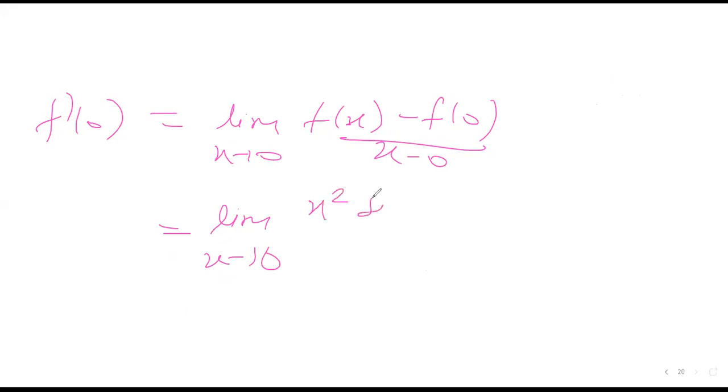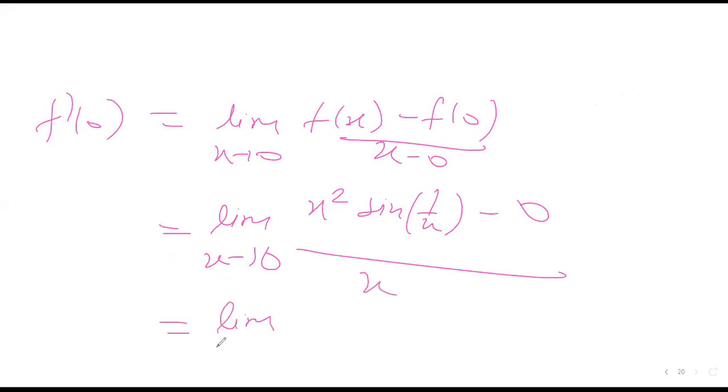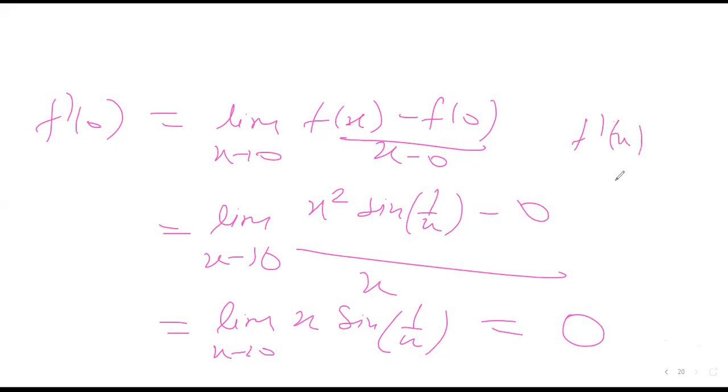This will be limit x tends to 0 of (x square sine of 1 by x minus 0) upon x, which is equal to limit x tends to 0 of x sine of 1 by x, which is equal to 0. So both the left hand derivative and the right hand derivative will come out to be 0. But f dash 0 does not exist.